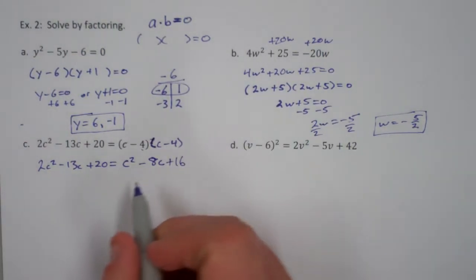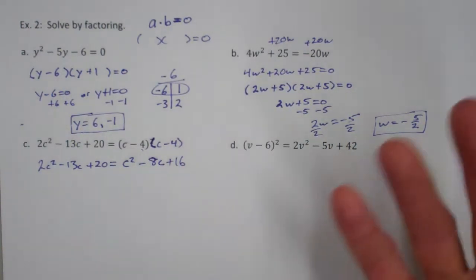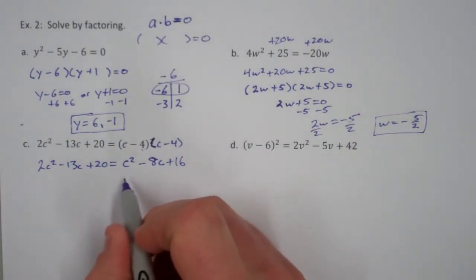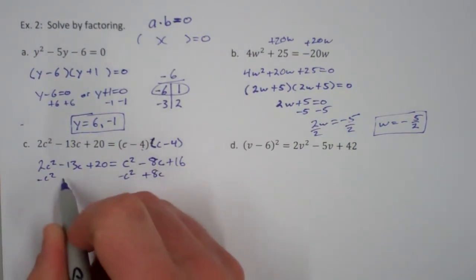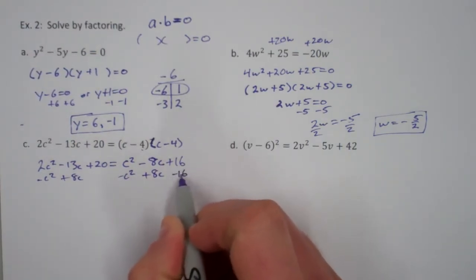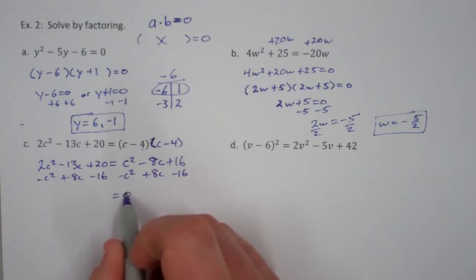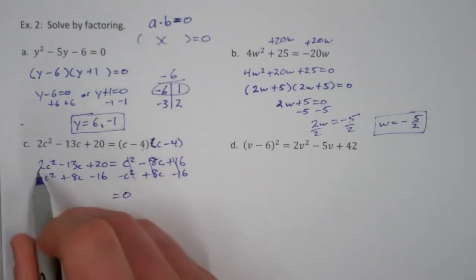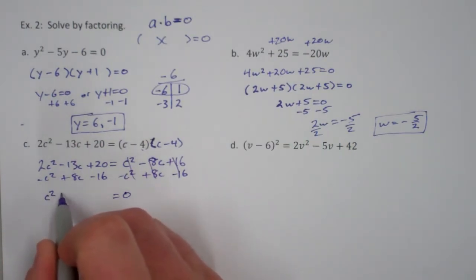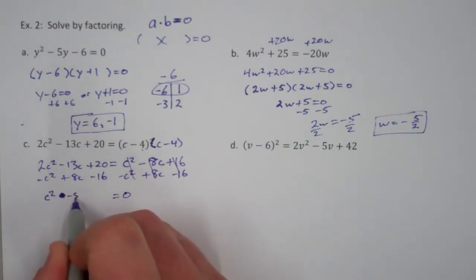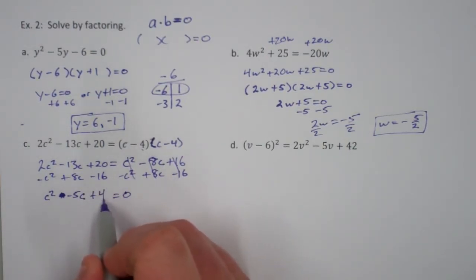Then we'll move everything over to the left side. You can either do that or move everything to the right side. Doesn't really matter. We just want 0 on one side of the equal sign. So we'll subtract c squared here. We'll add 8c. We'll subtract 16. And then everything over here will be just 0. 2c squared minus c squared is c squared. -13 plus 8 is -5. Oops. Even wrote a plus sign and said negative at the same time. That's kind of weird. 20 minus 16 would be 4.